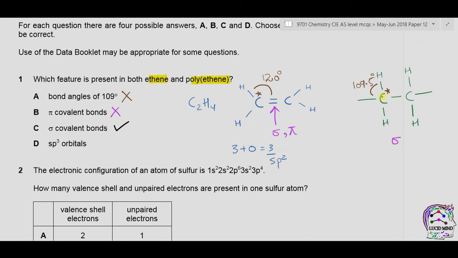Similarly, in polyethene, we can see that the central carbon atom is bonded to 4 elements directly. So it is 4 plus number of lone pairs, which is 0. Now 4 means that the hybridization is sp3. So we can see that in polyethene sp3 orbitals are present, while in ethene sp2 orbitals are present. Therefore D is incorrect. Correct answer is therefore C.